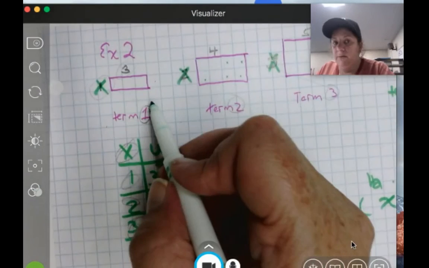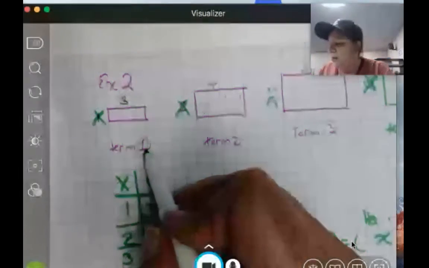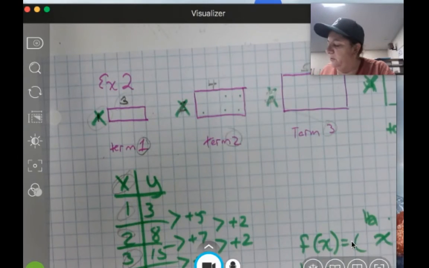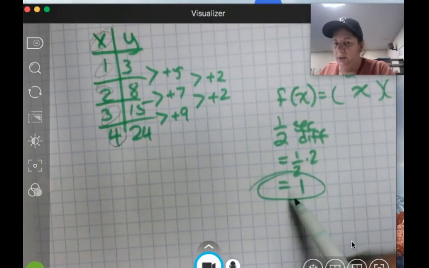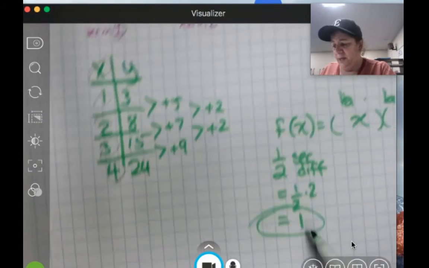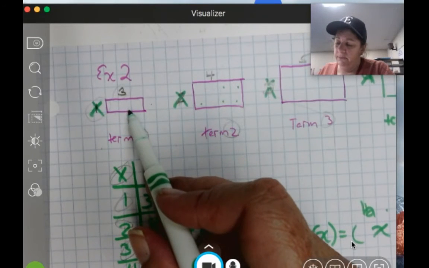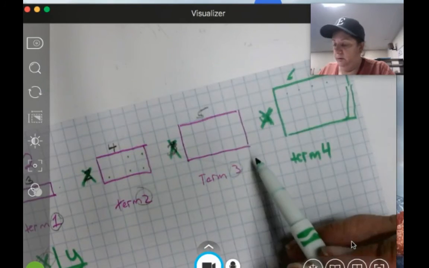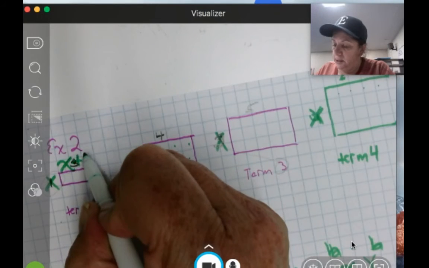So then how can I write the top? What would I have to do with a 1 to make it into a 3? Well, I could either multiply by 3 or add 2. But we already figured out we weren't going to have a multiplier because we got 1 for the second difference. So I could add 2. 3 plus 2. So all of these could be written as x plus 2, right?